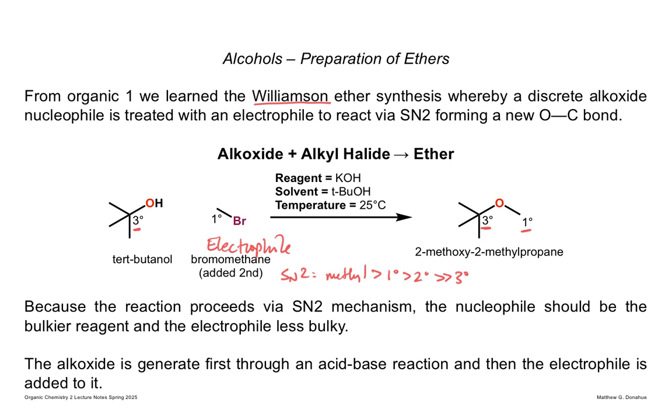So under these conditions, tert-butanol is the nucleophile and the solvent, and our base is potassium hydroxide. What that's going to form is potassium tert-butoxide. That then does the SN2 reaction, and so we end up with an ether. Again, the oxygen is saturated. It has 2 sigma bonds and 2 lone pairs.